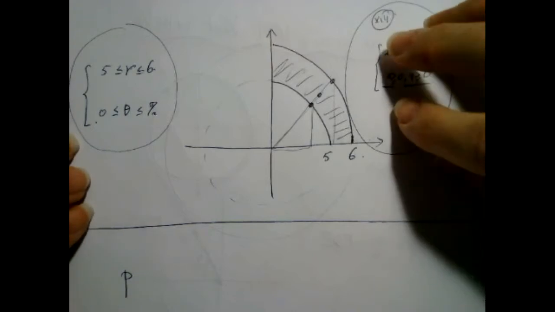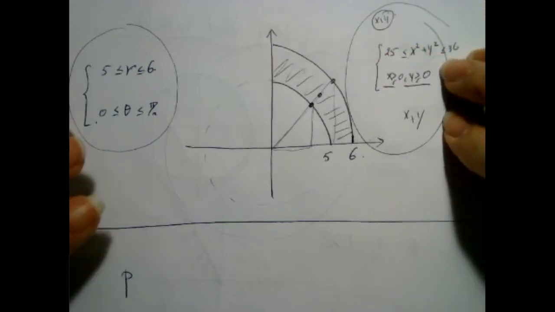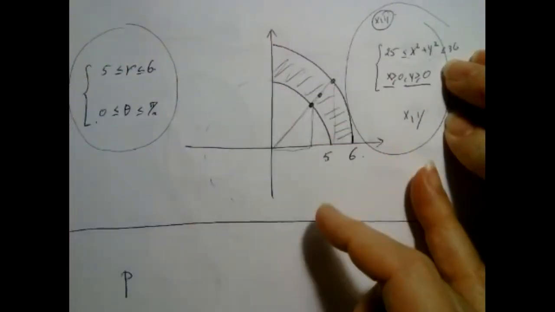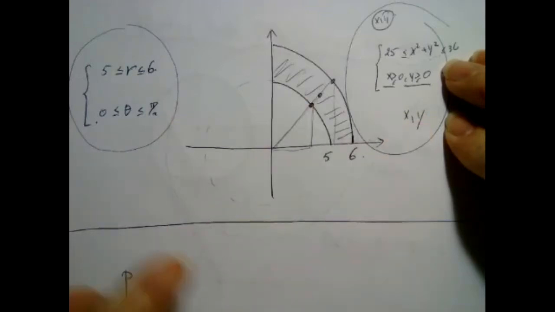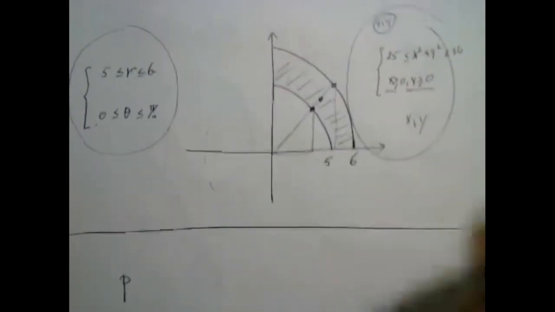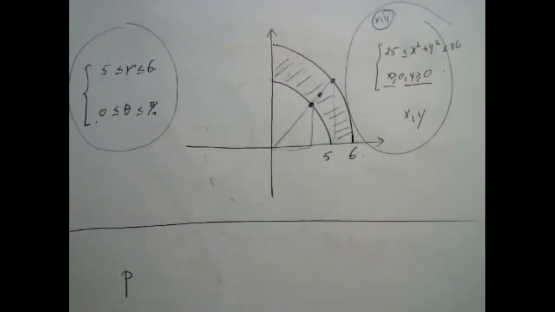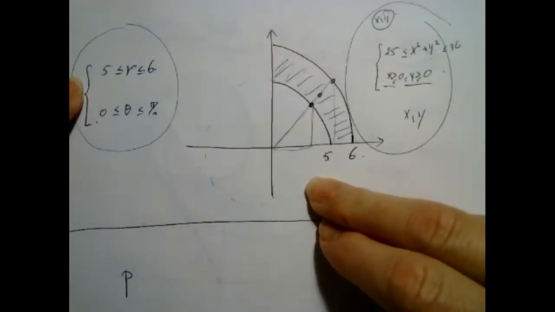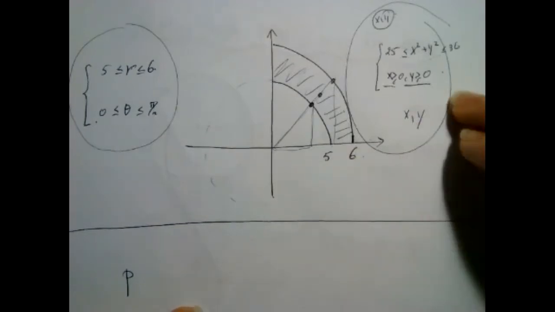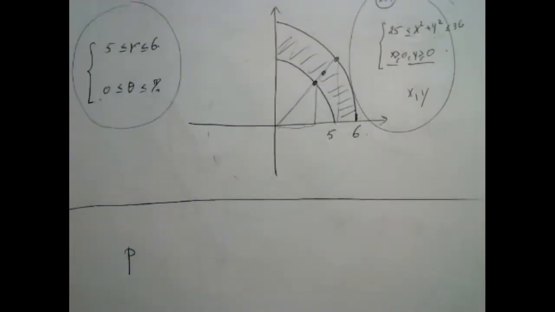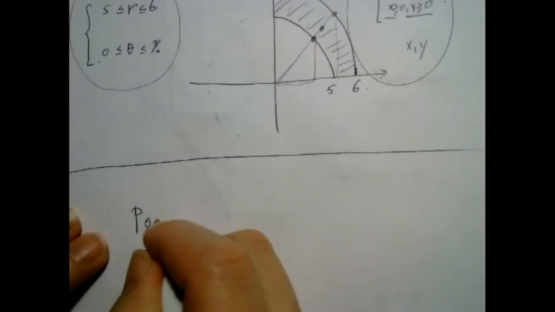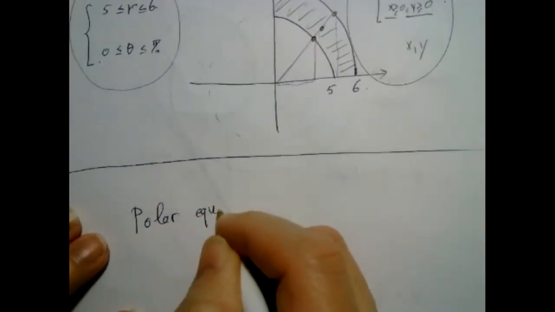Sometimes you have a region which is described in Cartesian, but you realize it's easier to describe it in polar, so you move from here to here and describe it in polar. And sometimes you may have to do the opposite. It's given in polar, you have to move to Cartesian. Usually you choose which description is easier to work with. Whenever the region is circular, describing the region in polar is way easier than in Cartesian coordinates. So now polar equation. What's a polar equation?